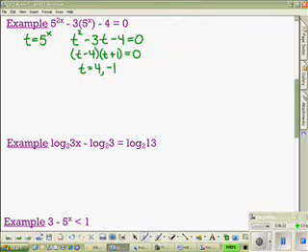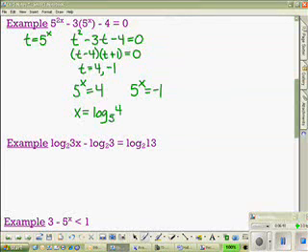But don't stop there, because we don't want to know what t is, we want to know what x is. So what you're going to do then is substitute 5 to the x in for t. So I end up with 5 to the x equals 4, and 5 to the x equals negative 1. If I take 5 to the x equals 4, change it to logarithm form, I get log base 5 of 4, which, if I am looking for a decimal approximation, you could do log of 4 divided by log of 5 using the change of base on your calculator, and you get approximately 0.861.